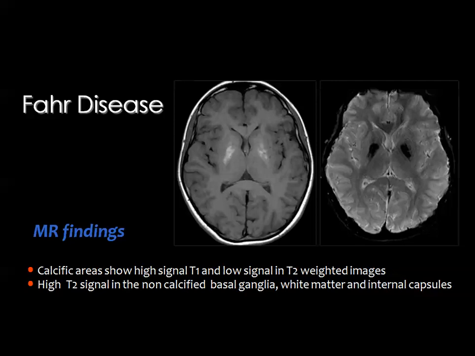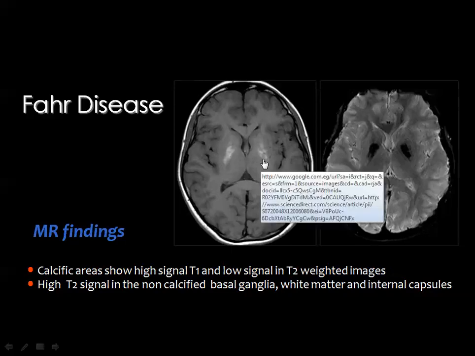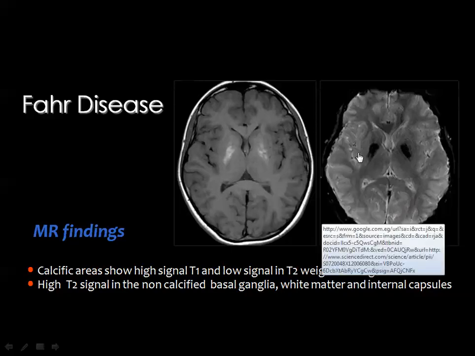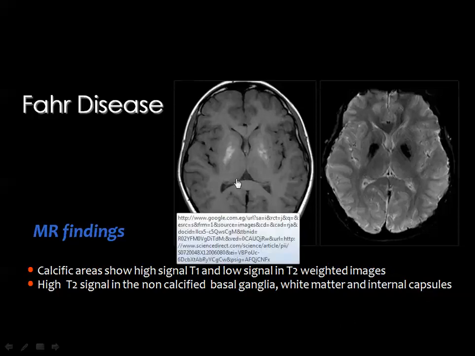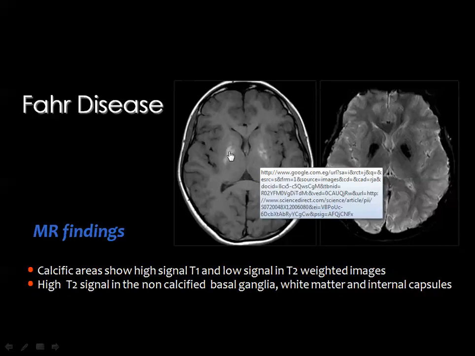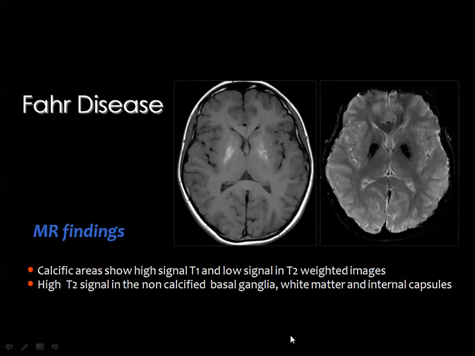And you know that calcium in MRI will appear in some cases black in the T1 and black in the T2 weighted images. But in other situations, the calcium will appear of increased signal in the T1 weighted image, like you see here, and decreased signal in the T2 and the FLAIR weighted images. And this is also an appearance of Fahr disease, where you can see calcium in the basal ganglia by MRI.